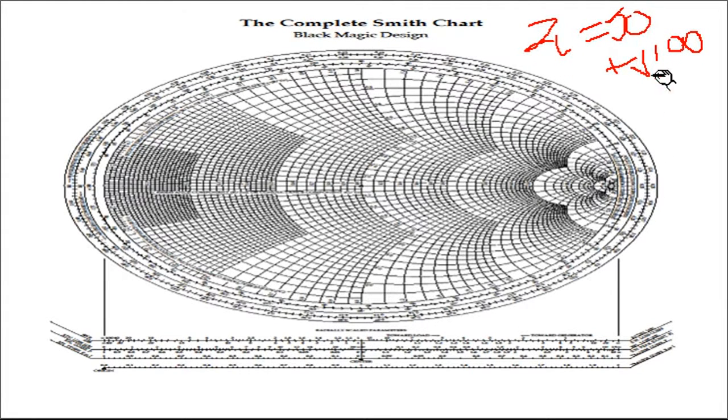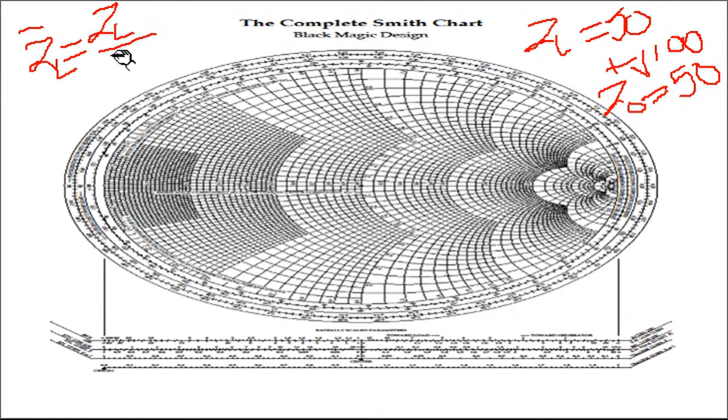ZL equal to 50 plus J100 is the load impedance, and Z0 is called the characteristic impedance. It can be represented by R0 also, as 50 ohm or let's say 75 ohms. Now in order to represent this ZL on the Smith chart, I cannot represent 50 plus J100 directly. I need to divide this ZL by Z0, then I will get ZL bar, the normalized one. So ZL bar is equal to actual ZL divided by Z0. This we can represent on the Smith chart.